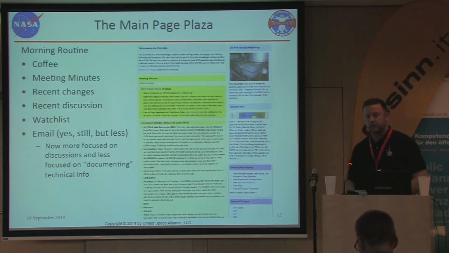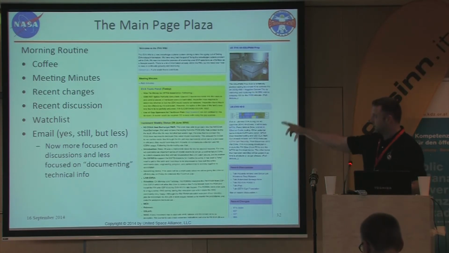So the goal here with the main page is to change the morning routine, change the approach of people in our group from going to their email first. Instead, go to the wiki first, check out the meeting minutes, because as a group we've adopted that officially. And while you're at it, take a look at the featured articles, recent discussion, the talk pages, see what's going on in the wiki, and then go to your email.